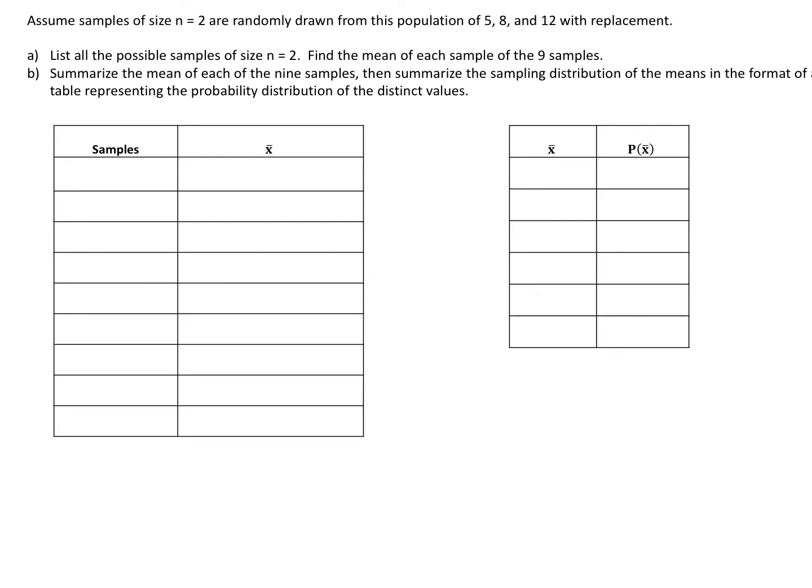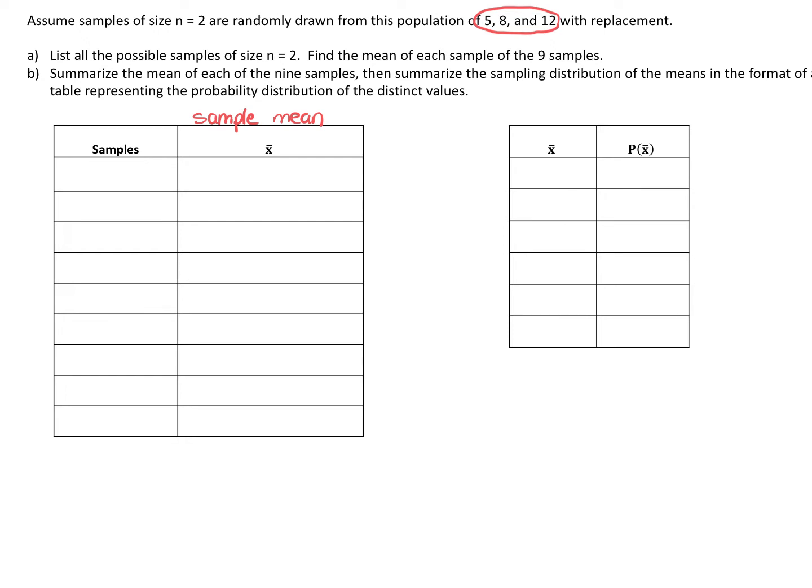In this example, we're going to take a look at how to create a probability distribution for sample means. Just a reminder, the notation that we use for a sample mean is X bar. In this particular example, we have a population that's relatively small. It only has three values in it, the numbers 5, 8, and 12.